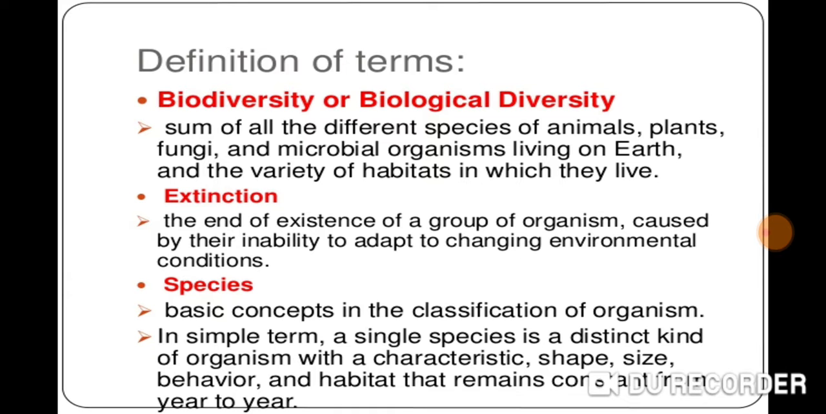The species are specific organisms which have distinct characteristics of size, shape, habitat, behavior, and kind that remain constant throughout the year. So a species of monkey, a species of mango; a special category of an individual is known as its species.